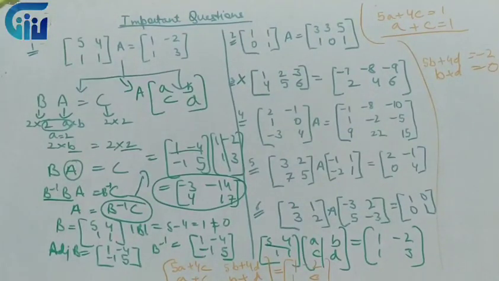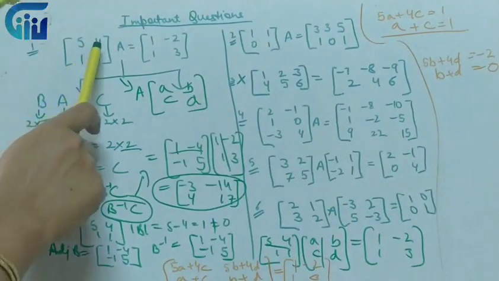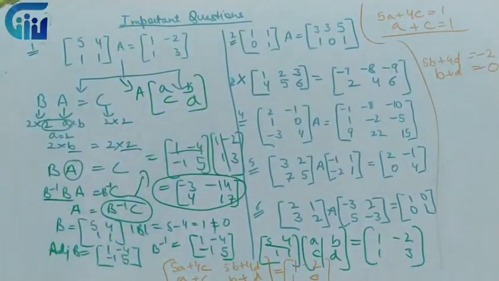It is not generally mentioned in the exam that you have to do it by the inverse method, but I'll recommend whenever you have a square matrix, always see the placement. If it is placed over here, you will pre-multiply. If it is placed over there, you will post-multiply. You have to be very careful.